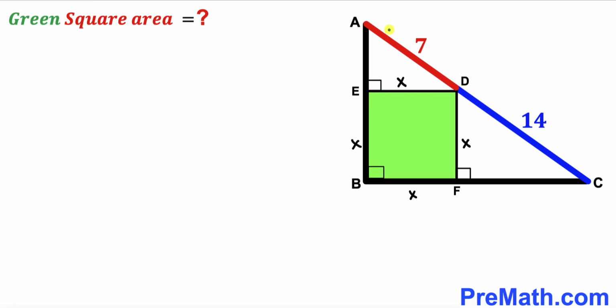In this next step, I am going to label segment AE length as lowercase a, and segment FC length as lowercase b. Now our task is to find the value of x before we can calculate the area of this green shaded square.